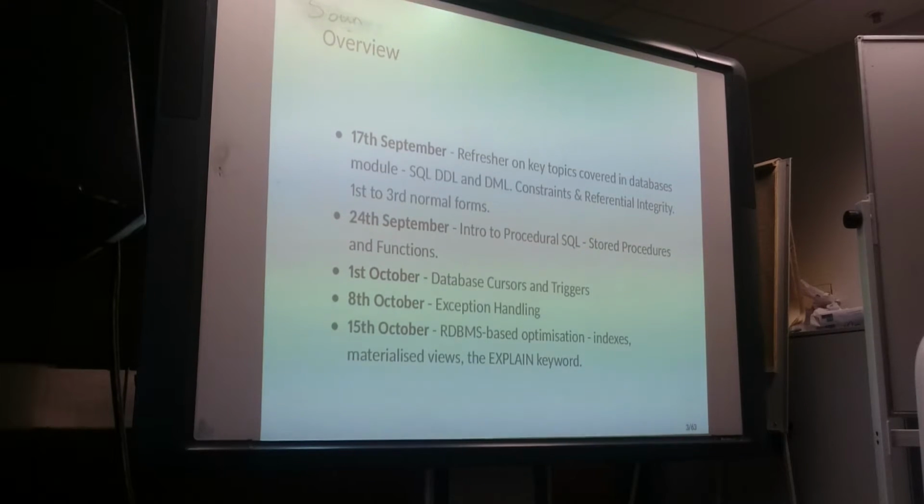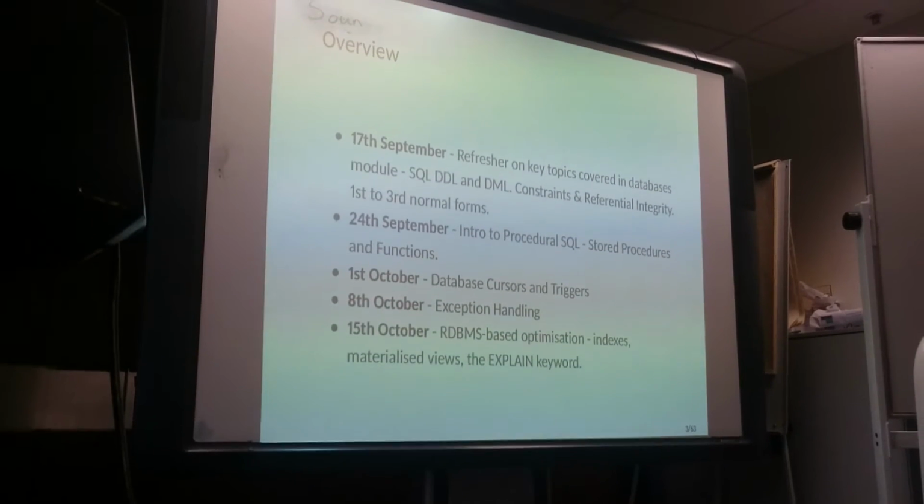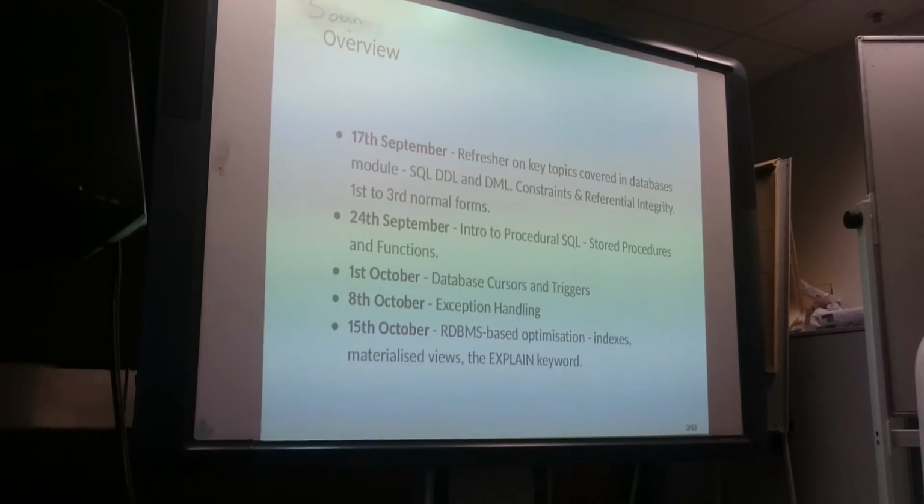And then on the 15th of October, we're going to look at optimization. And we're going to look at optimization from the perspective of the database software. There are two ways we can optimize. We can optimize by buying really expensive hardware, and we can do optimization within the database. So we're going to look at indexes, materialized views, and analyzing queries using the explain keyword.